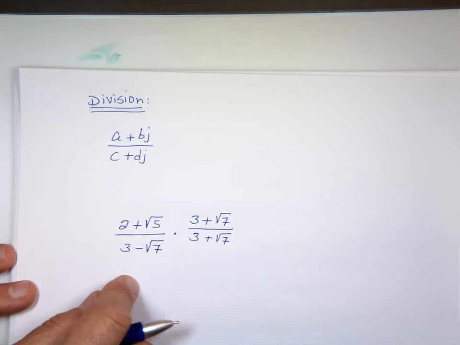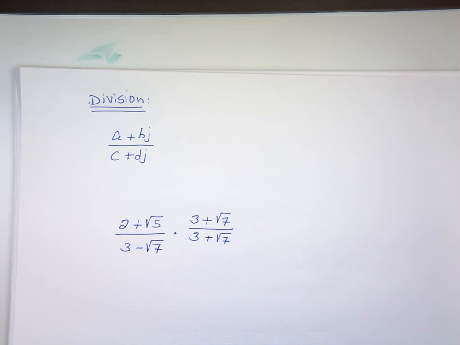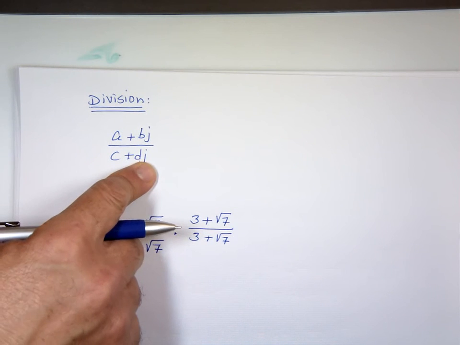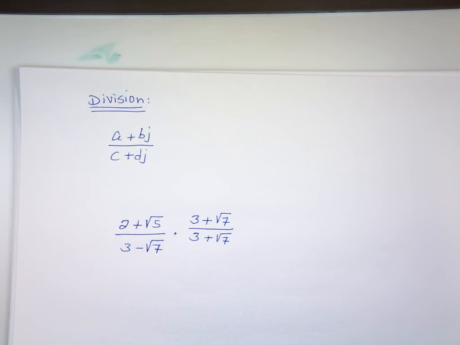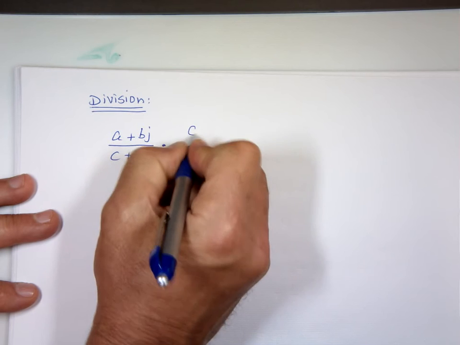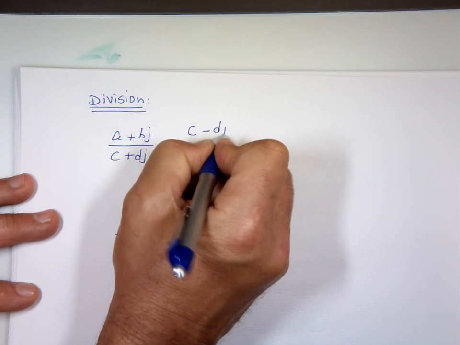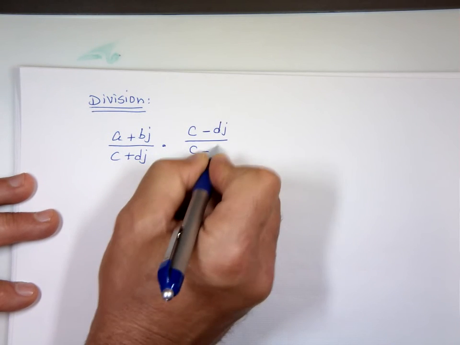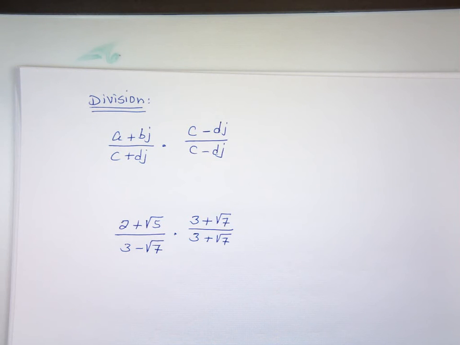Well, this is the same thing. Because j is the square root of negative 1. So when you're dividing, you want to multiply by the conjugate. And the conjugate of this is c minus dj. And you FOIL them and you simplify your answer.